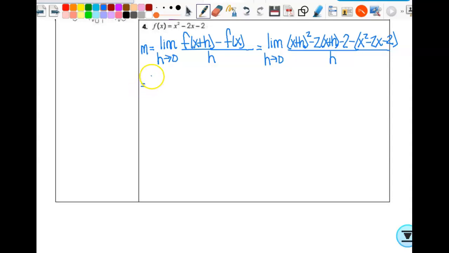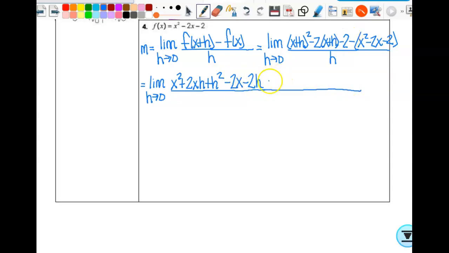So then this is equal to the limit as h approaches 0 of, when I square this I get x squared plus 2xh plus h squared. When I distribute this, I get negative 2x minus 2h. And then I have minus 2, and minus x squared plus 2x plus 2, all over h. Everybody good so far? Any questions about where anything came from?